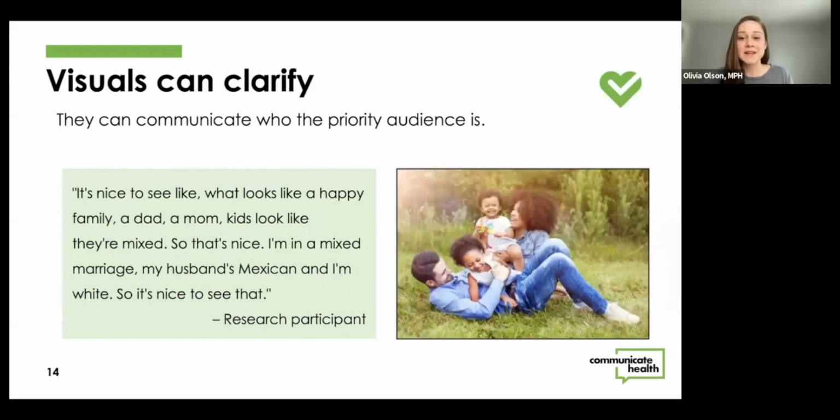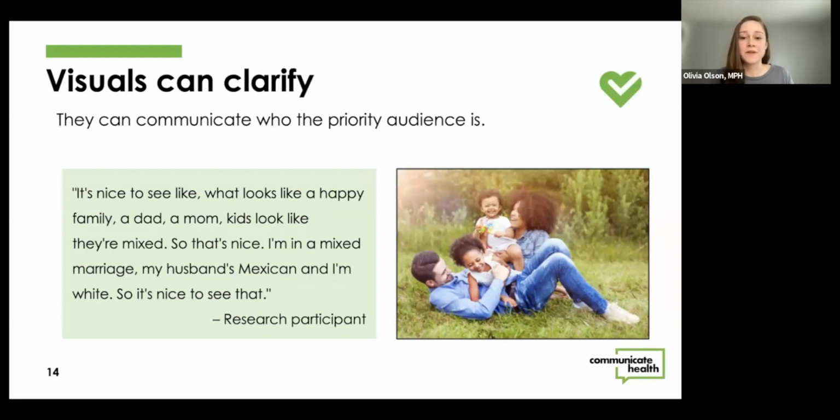Findings from multiple studies also support one common reason that health communicators often include images, which is to clarify who the priority audience is. For example, in one study, we included this image on a different version of that same material about preventing lead poisoning in children. And some participants said they preferred this image because it helped them understand who the material is for. It helped them understand that it's for parents, that it's for families with children.